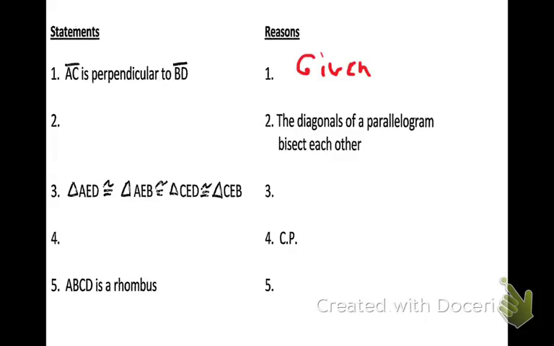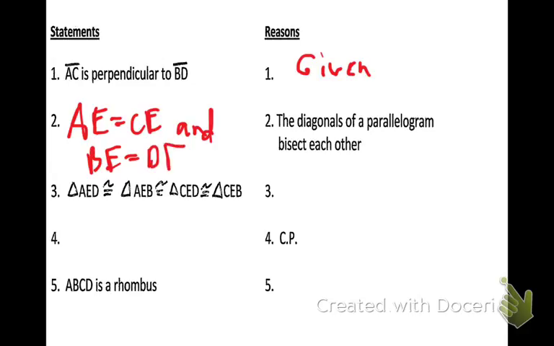What statement can I make? Go ahead. ABCD is a parallelogram. No, I can't say that, we already know it's a parallelogram. We know that BE is congruent to DE and AE is congruent to CE. Right. AE is equal to CE and BE equals DE.